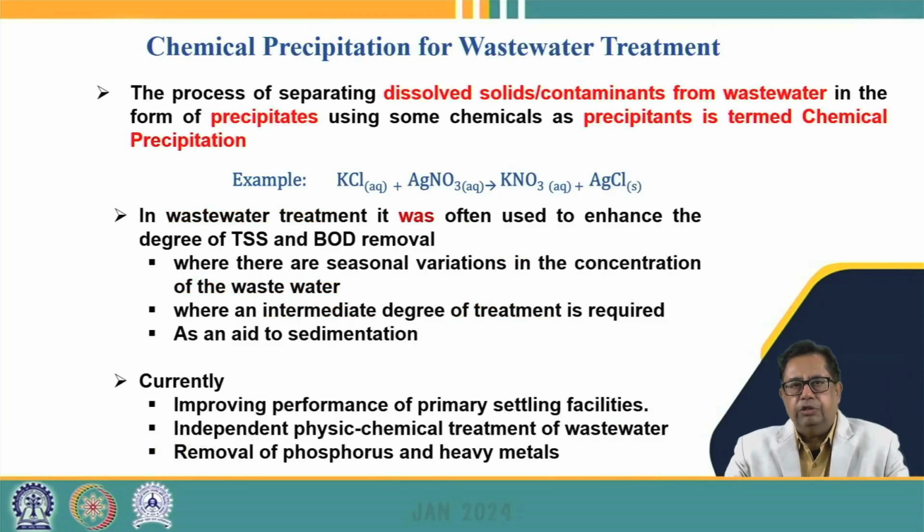Now, coagulation and flocculation is one of the processes by which we can remove the colloidal particles found in the wastewater. There can also be some dissolved solids or contaminants which are dissolved in nature, and they can be removed from the wastewater by a method called chemical precipitation. In this case we try to form precipitates by using certain precipitants, and this process is known as chemical precipitation.